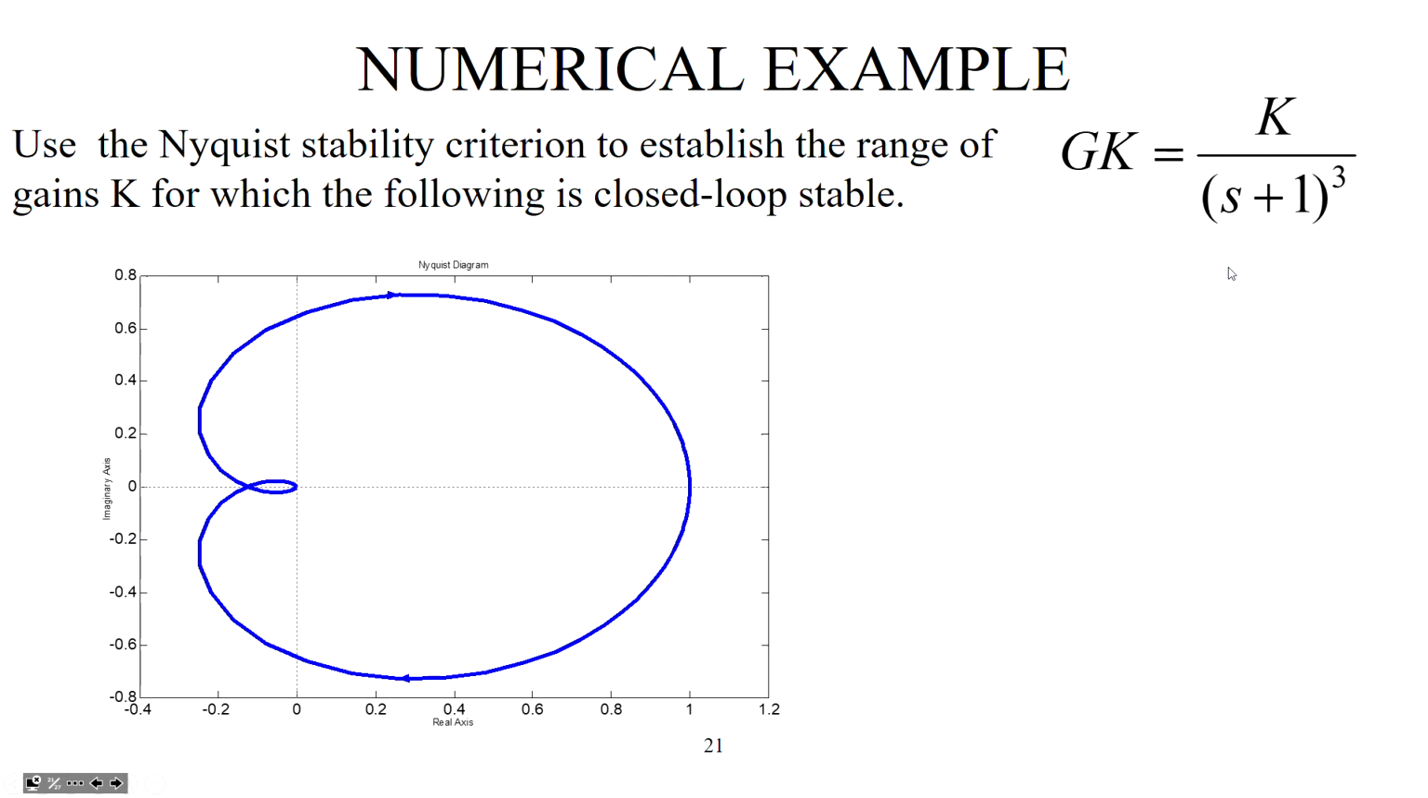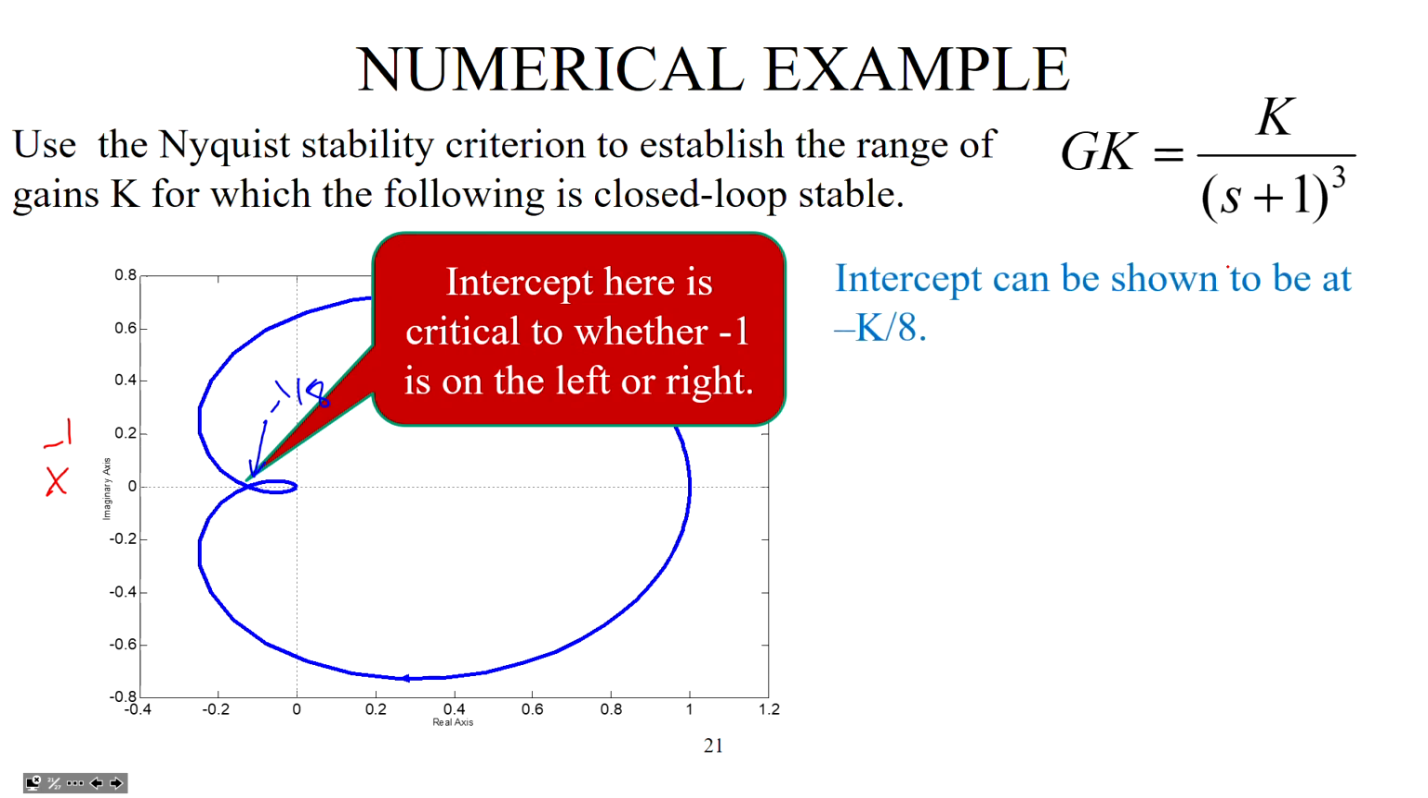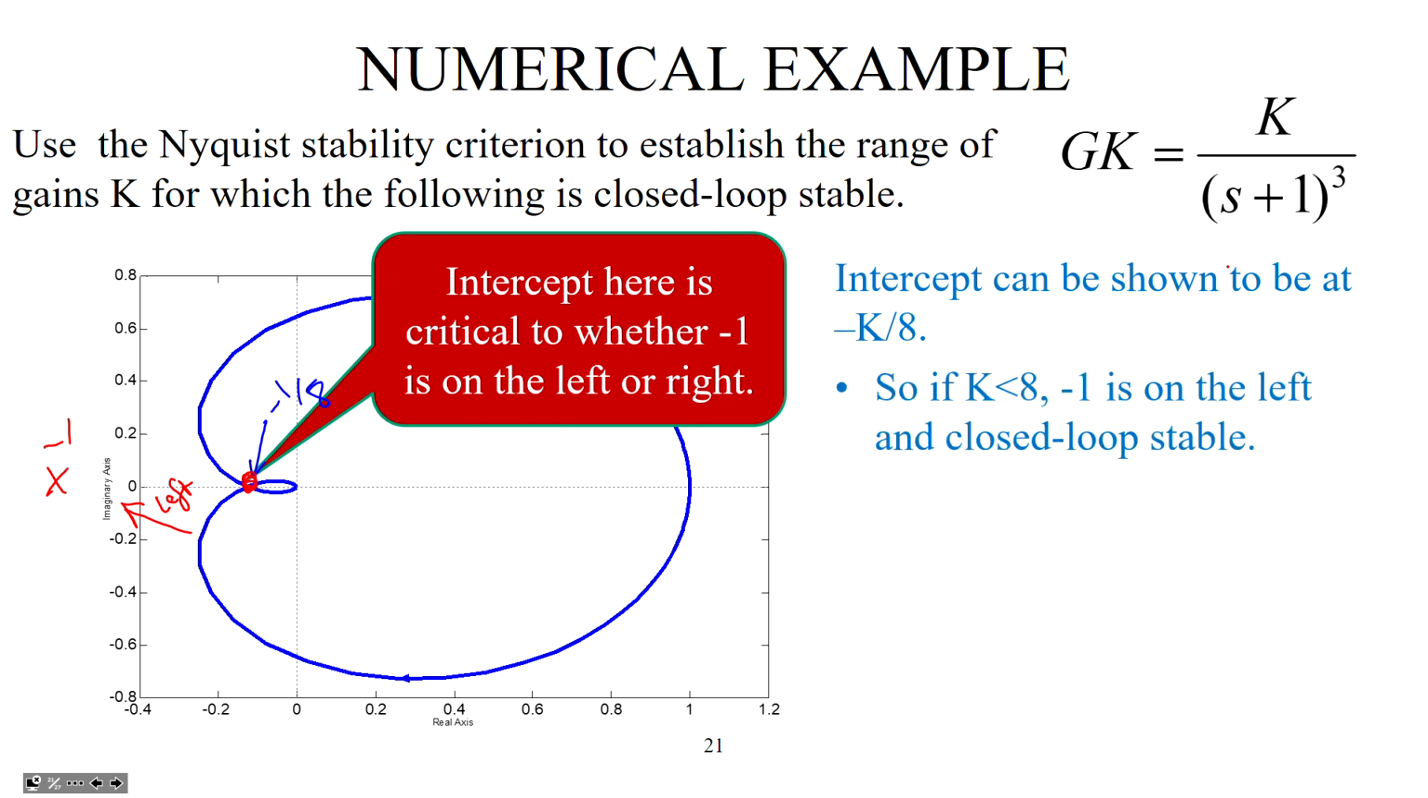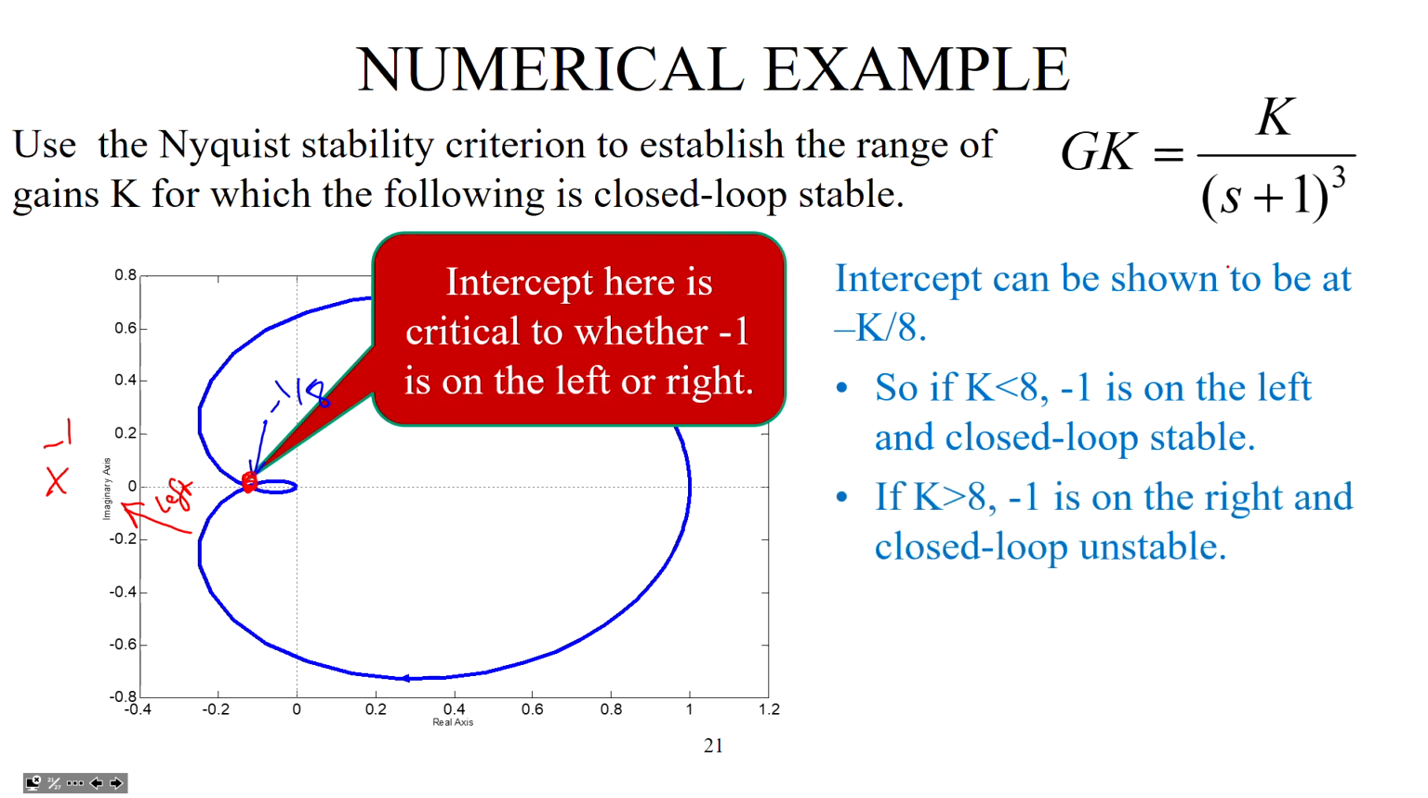Now, you can use the Nyquist stability criteria to establish a range of gains for which the system is closed-loop stable. So, for example, here you can see the intercept there is -1/8, and although it's not really showing the -1 point over there somewhere, clearly the intercept can be shown to be -k/8. So if you scale by k, the intercept becomes -k/8. You want to be looking left to be closed loop stable, so you basically need this intercept to be to the right of -1. So if k is less than 8, -1 is on the left of your intercept and you're closed loop stable. If k is greater than 8, -1 is on the right and you're closed loop unstable.